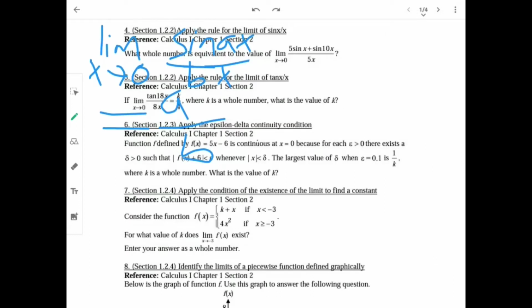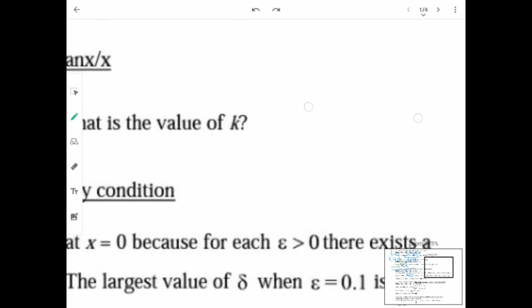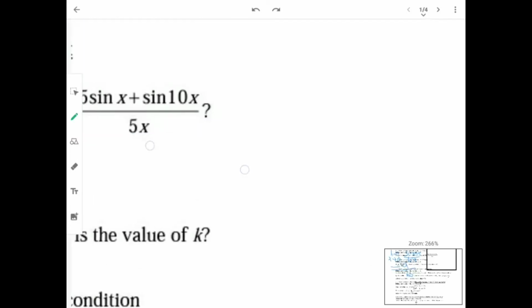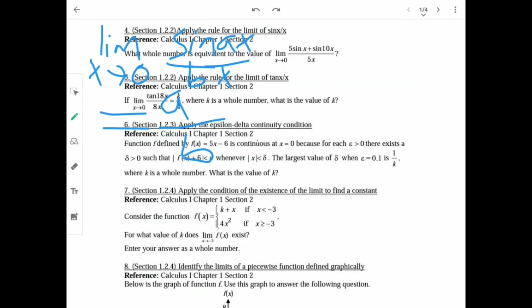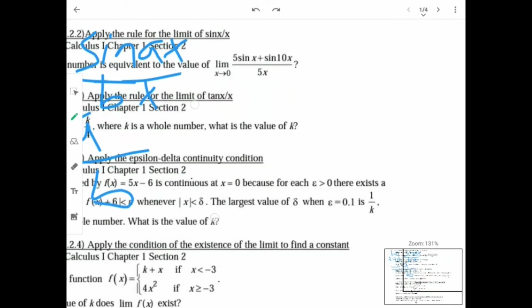Okay, so for number 4, we have the limit of x as it approaches 0 of (5 sine x plus sine 10x) over 5x. So the obvious thing to do is to distribute it, because you have the trigonometric identity on the board, written in blue. So you can just apply it anytime you have sine over a denominator of x.